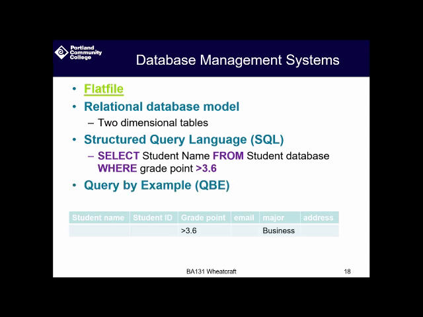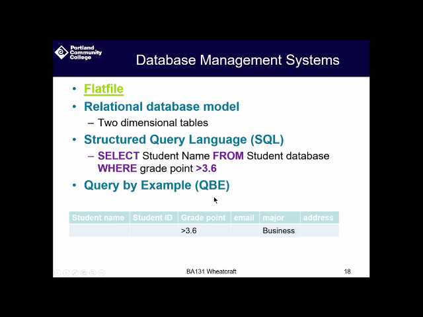Now, another way you can do it is what's called query by example. And this is where you have a form that's predetermined. Here it's got student name, student ID, grade point, email, major, and address. And I just enter into these fields what I want to use as my filters. So I want here a list of all the student names, and it'll give me the student IDs, emails, all the information that's listed up here, but only if their grade point is greater than 3.6, and in this example, only if their major is business.